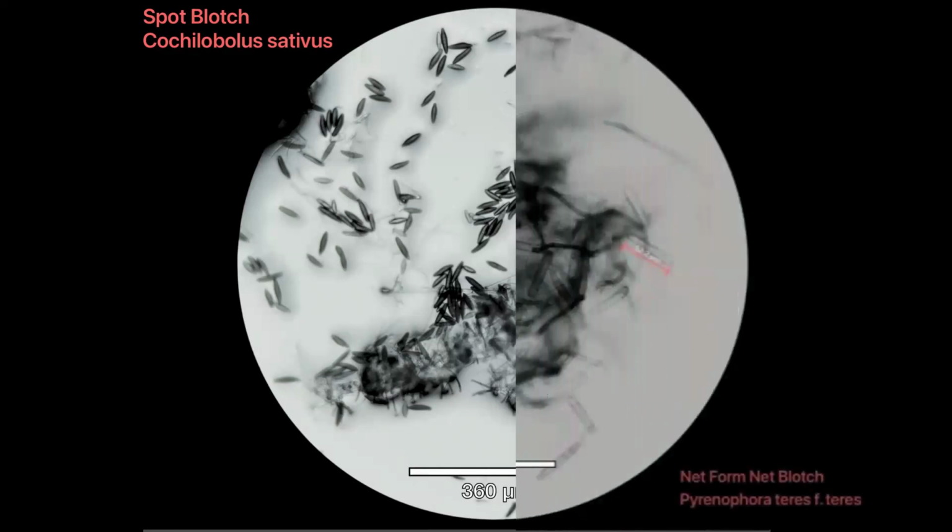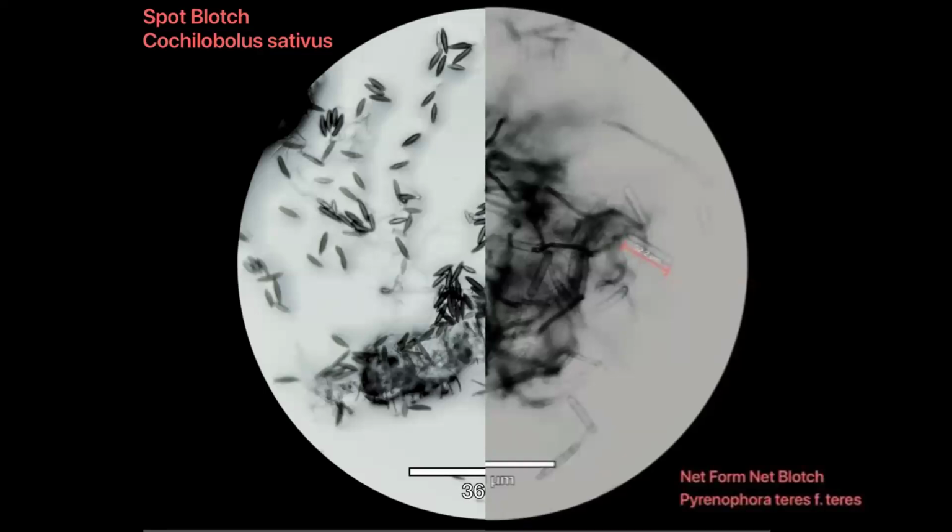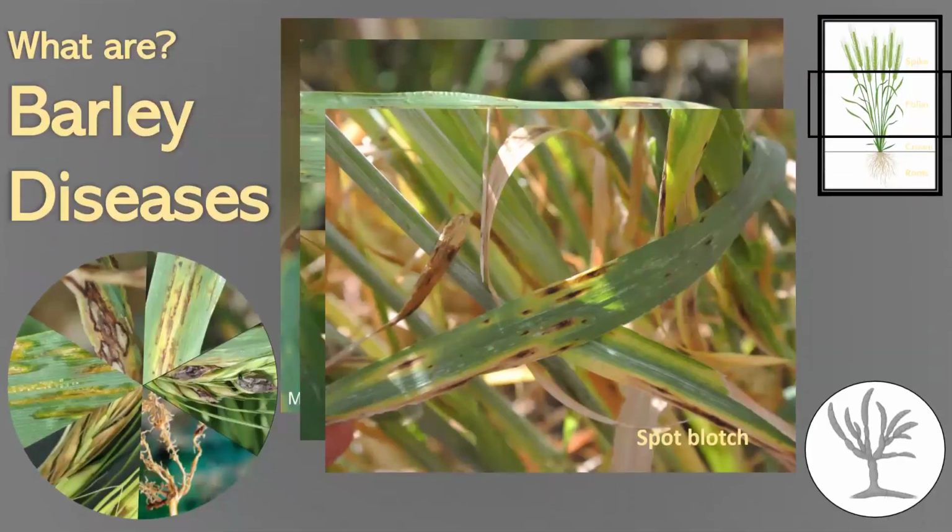And these are very distinguishable in the laboratory, but not so much in the field, and they can actually co-occur in the field, causing a disease complex. So that's where we are in barley disease.